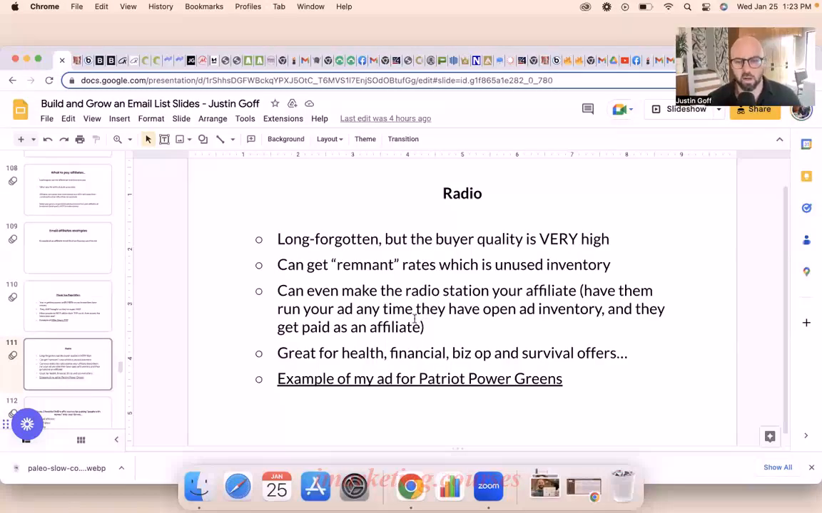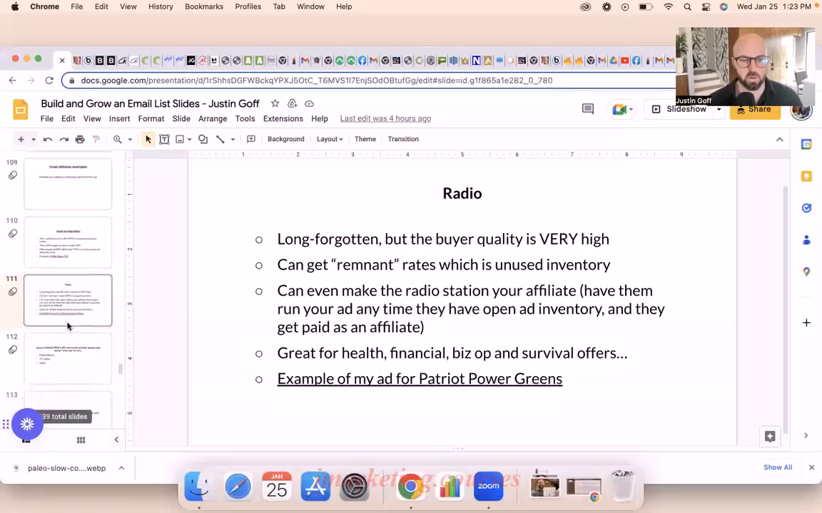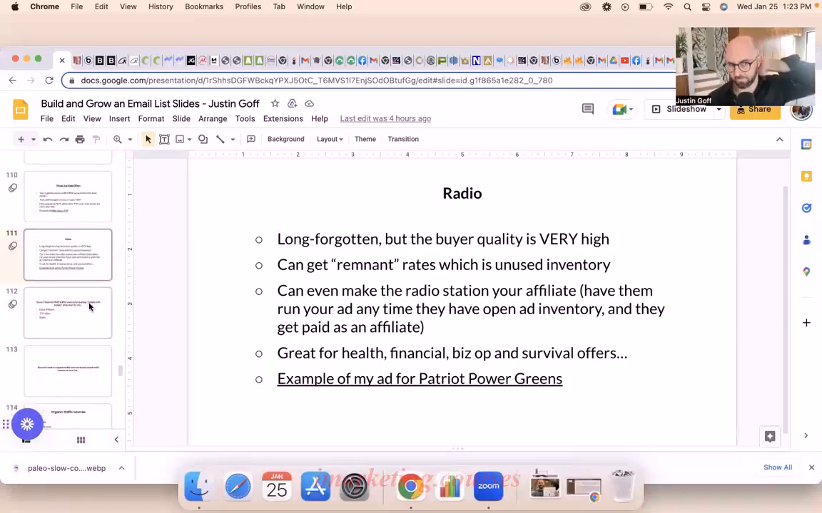So yeah, like I said, health, financial, biz op, and survival tend to be the big niches that I see that work well on radio. You just got to really find the stations that your niches will listen to. The big main ones with that are conservative radio stations. That tends to attract that type of crowd that responds really well to health, financial, biz op, and survival.